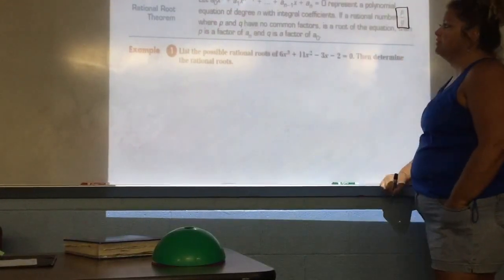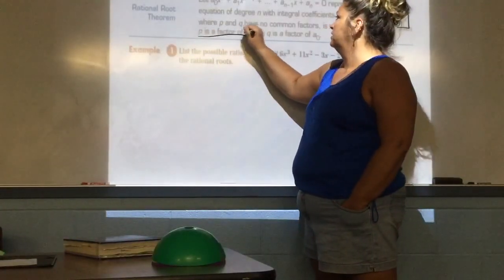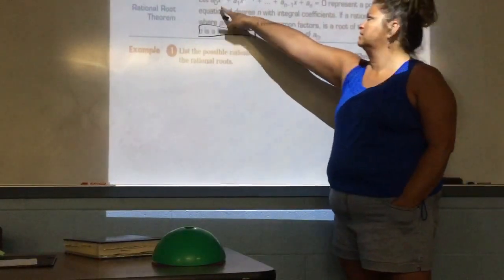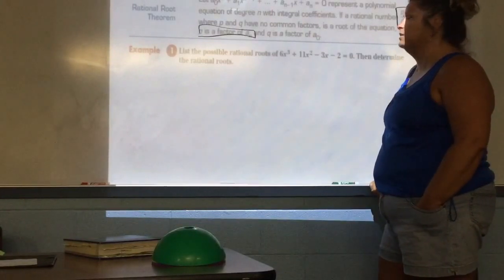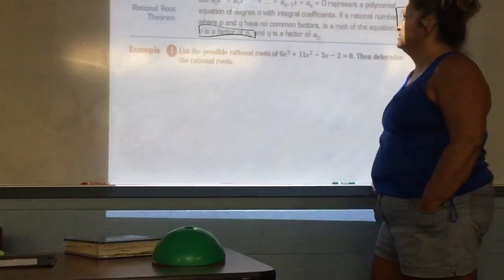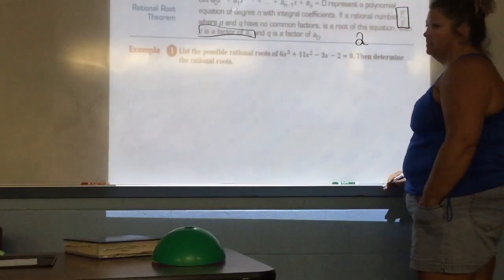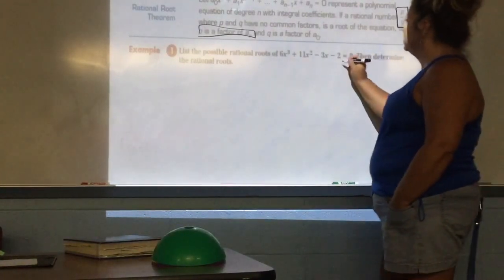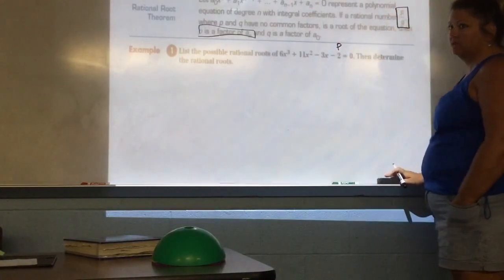Now let's remember, where do we find P? P is what? Factor of A sub n. Where do we find A sub n in this polynomial? Is that B? It's a lowercase a. Is it the C then? Not B. Yeah, so this is always going to be the P, okay? What we think of as the y-intercept.